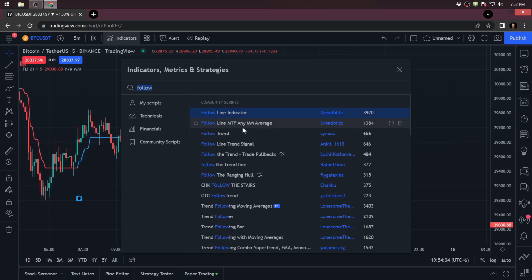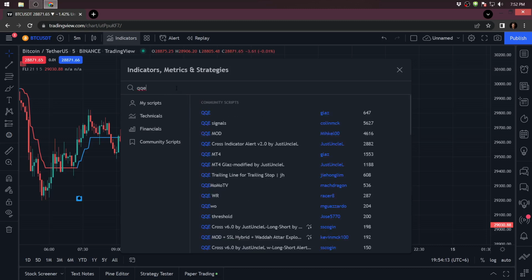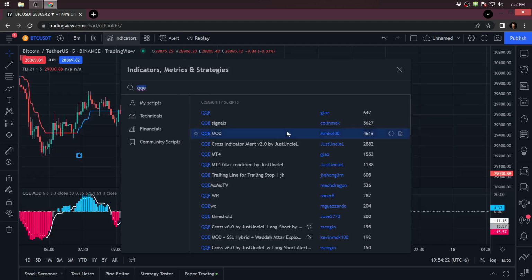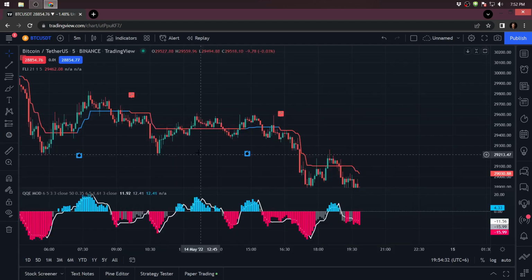So now I have to add another indicator. The indicator name is QQE mode. So I again write here QQE, and on the right side you can see another indicator, QQE mode by Mikhail 00. So I simply click to add it on my chart as well. I will also give the indicator list and the settings in the video description below. Alright, we have successfully added our two indicators.